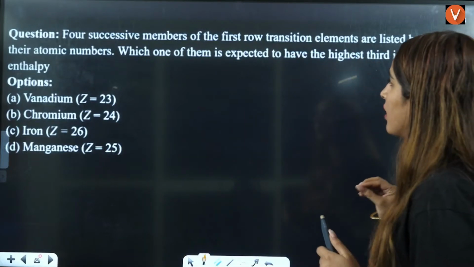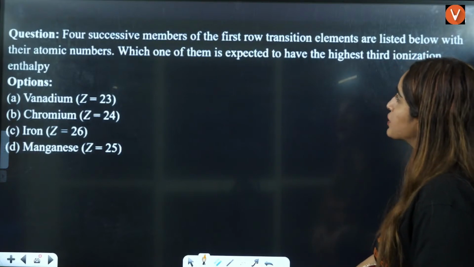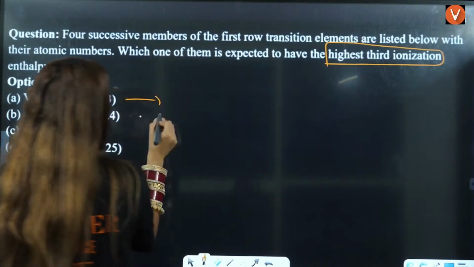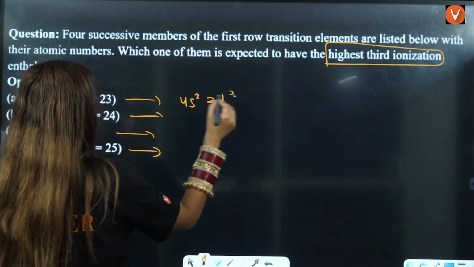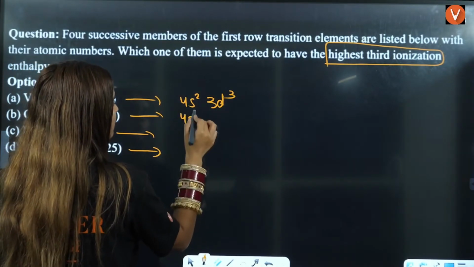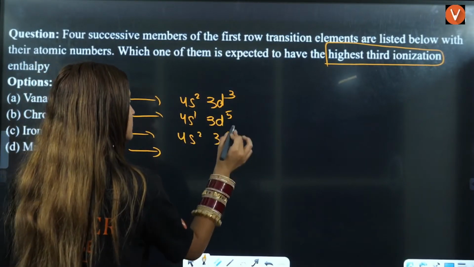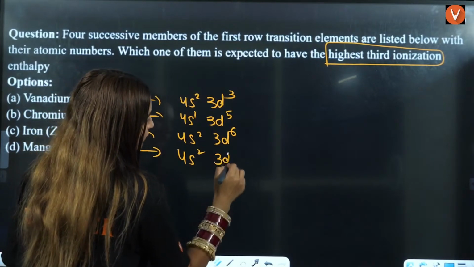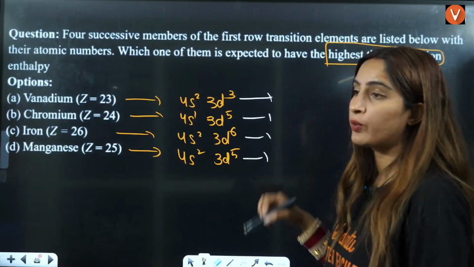Next is, four successive members of first row transition are listed below. They are asking which one is expected to have the highest third ionization enthalpy. So write down the electronic configuration. This is 4s2 3d3. This is 4s1 3d5. This is 4s2 3d6, 26. This is 4s2 3d5. After third ionization means after losing 2 electrons.